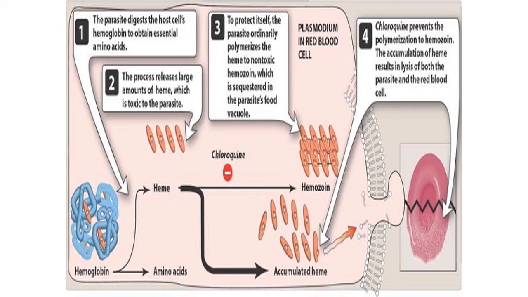So I will repeat again, the parasite digests the host cell's hemoglobin to obtain essential amino acids. This process releases a large amount of heme. That heme is toxic to the parasite. To protect itself, the parasite polymerizes the heme into a non-toxic compound known as hemozoin, which is sequestered in the parasite's food vacuole. When chloroquine is given, chloroquine prevents the polymerization of heme into hemozoin. The accumulation of heme results in lysis of both the parasite and the red blood cell. As I already told you, heme is the toxic product for the parasite.